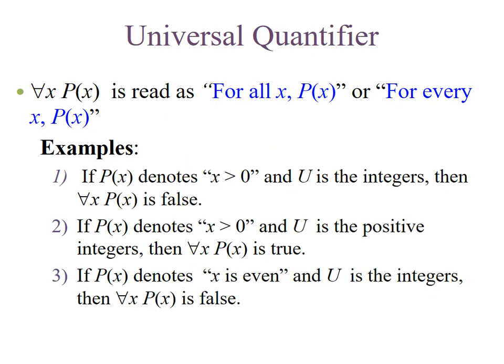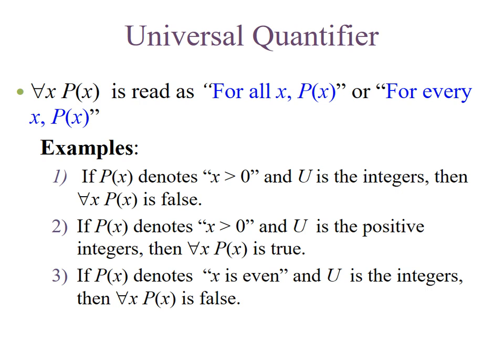Next, let's use this example to verify the concept of for all and for some. Let's see, if P of x denotes x larger than 0 and U is integers, our domain is all integers. Then for all x P of x is false, because among all integers we have 0 and negative integers. If you try every element in this predicate, you can see P of x is false, because we have a lot of elements where P of x is false.